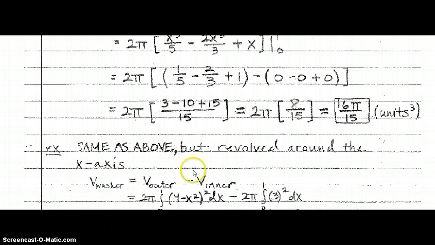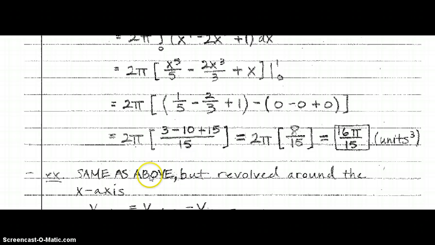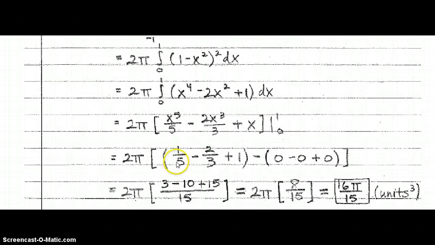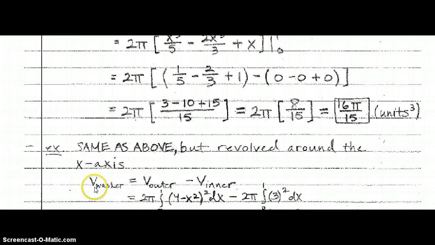Now, the next example says, let's do the same thing as above, but as I mentioned a little earlier, let's revolve it around the x-axis. So if I go back up to the picture, we're going to take the same region, but instead of revolving it around y equals 3, we're going to take this region and revolve it all the way around the x-axis. So there's this big gap in the middle. Well, how do you account for the gap?